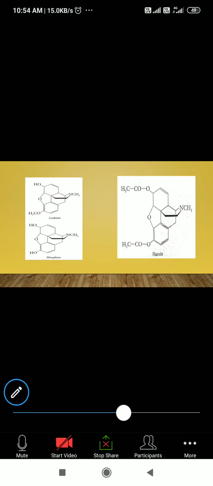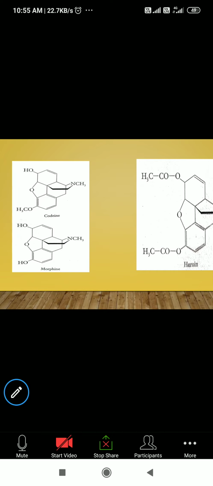If we talk about the general classification of these alkaloids, they have a ring system present. Heroin is a semi-synthetic alkaloid, mostly produced by the acetylation of morphine. Morphine and codeine are the two naturally occurring alkaloids. So when we carry out an acetylation reaction on morphine, heroin is produced.